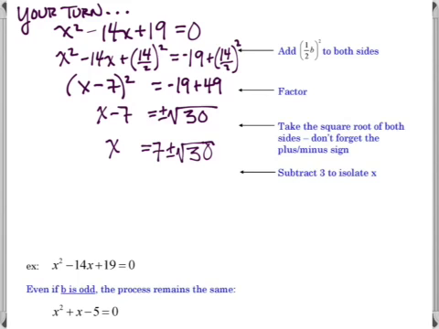Alright, did I do it right? Looks good. Alright, so if you like building the geometric models, then please do so. It helps me remember why I'm doing what I'm doing. But you can always take half of this value and square it and add it to both sides, and you'll be guaranteed that you're going to get something that's factorable.